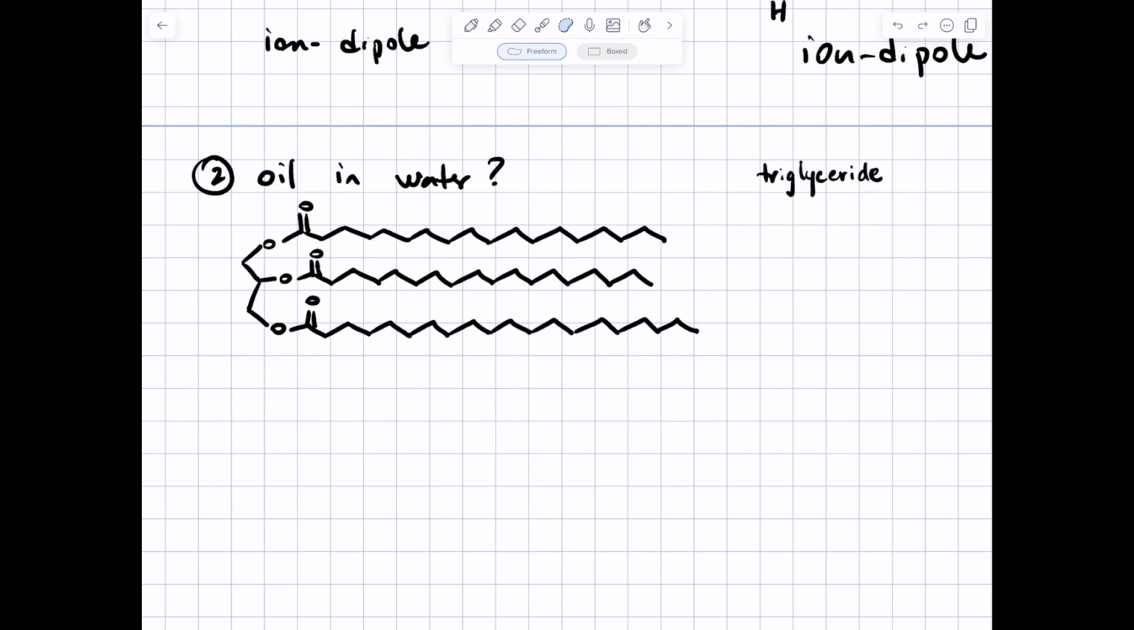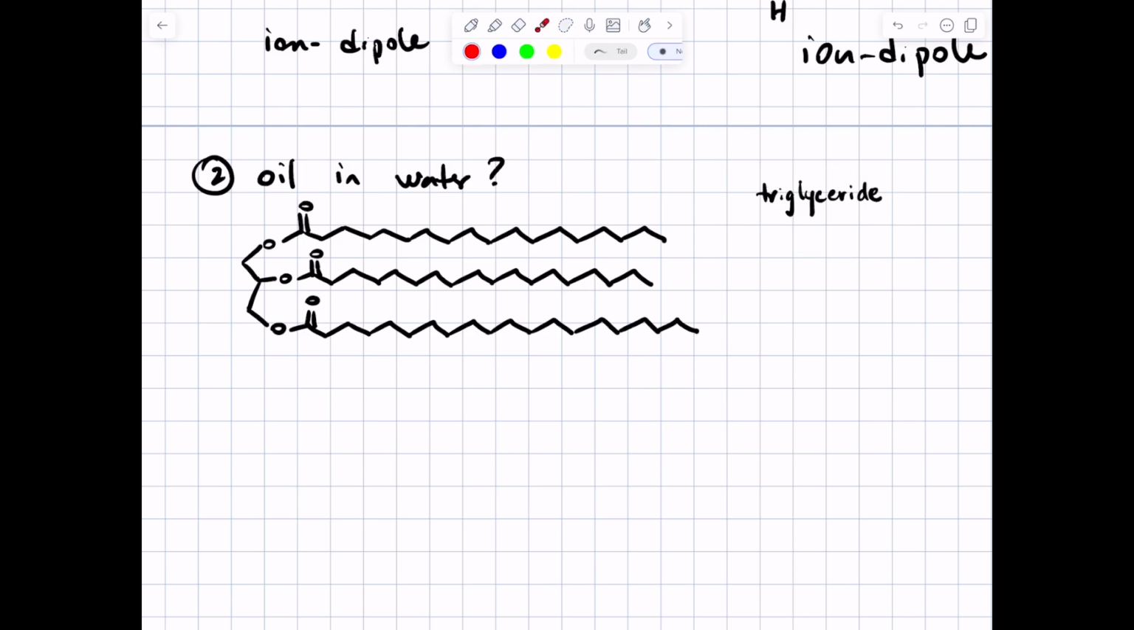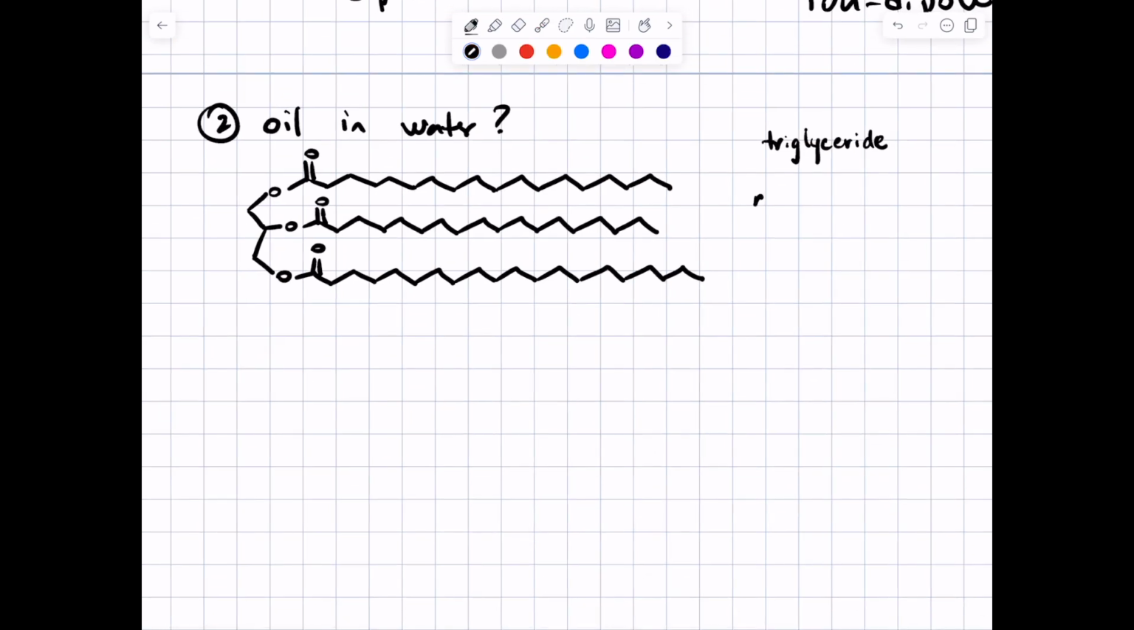Now, don't worry about the fact that I've called this an oil. What I've actually drawn here is more of a fat than an oil, but the point is that you have a lot of bonds here that are relatively nonpolar, no electronegativity differences. Therefore, probably this one is going to be fairly nonpolar and not very good, in other words, not very good at ion-dipole or dipole-dipole types of interactions.